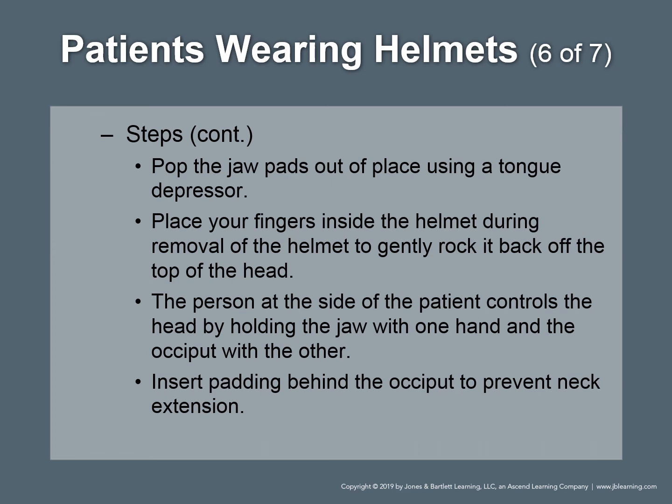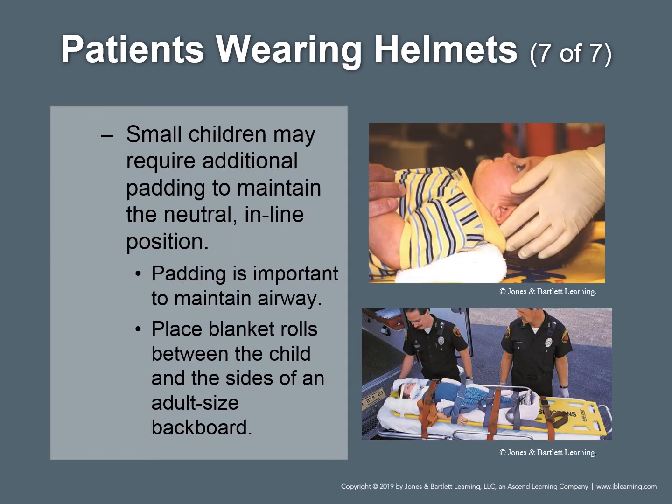The person at the side of the patient holding the head will hold the jaw with one hand and the occipital with the other. So one hand on the jaw, one hand supporting the back of the head. The person at the side of the patient controls the head by holding the jaw with one hand, the occipital with the other. Insert padding behind the occipital to prevent the head from falling backwards if you need to. Remember, we want neutral inline position.